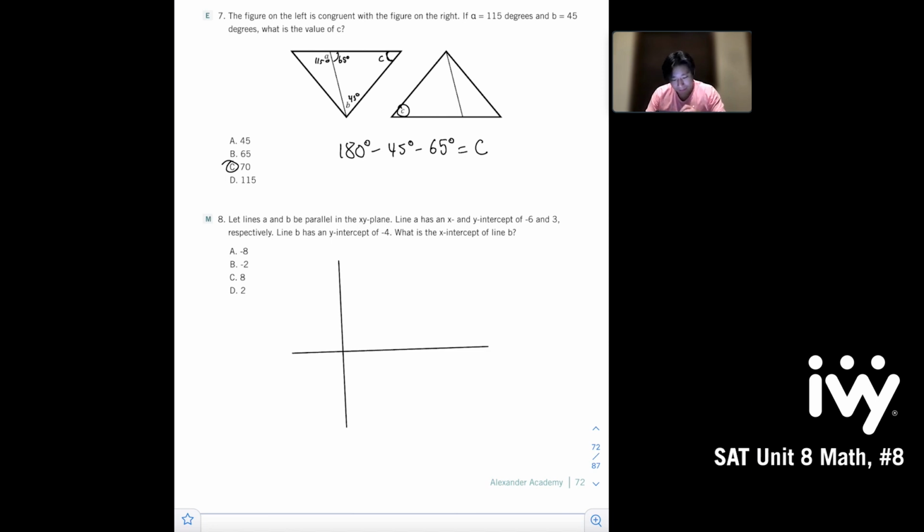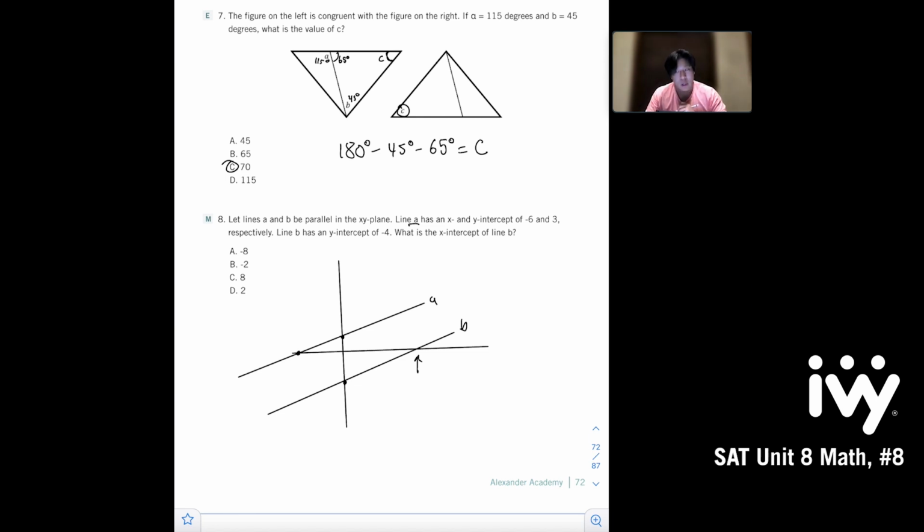So first of all, we have line A with an x-intercept of -6. So that's somewhere over here. And a y-intercept of 3. And that's going to be somewhere here. So this is the line that we have for line A. And then line B has a y-intercept of -4, which is going to be somewhere down here. And we are looking for its x-intercept. So if we know that these two lines are going to be parallel, we can draw the line somewhat like this, and we see that our x-intercept for line B has to be somewhere here. Now, of course, where is that?